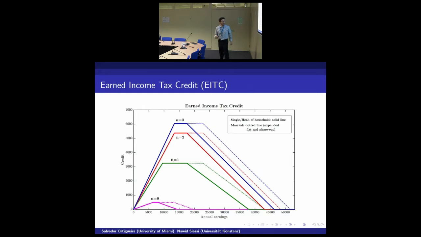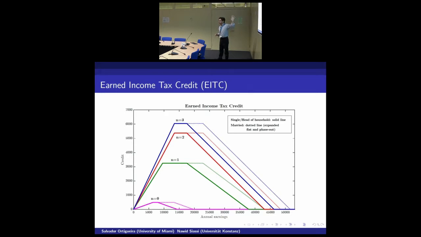Okay? So it has 3 regions. A phase-in region, which is a subsidy to earnings, depending on the number of children and the filing status. So you get a subsidy that can go from 34% to almost 40%. Then it has a plateau where the credit is flat. And then it has a phase-out. So as your earnings increase, the tax credit starts to phase out.